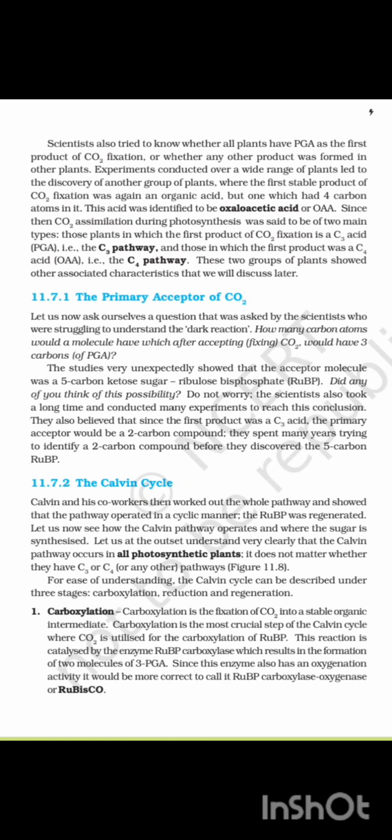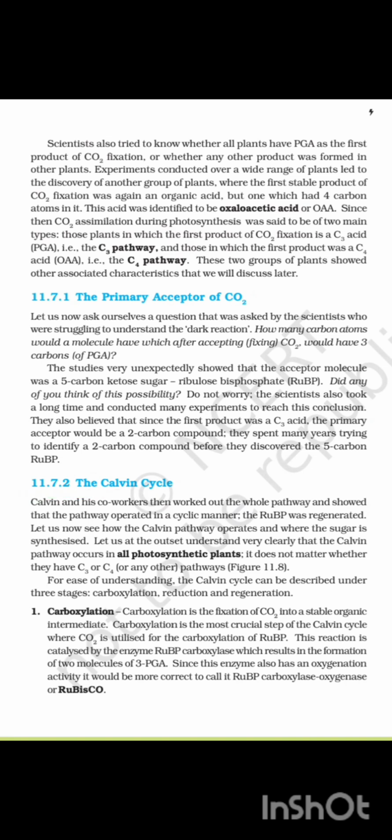Did any of you think of this possibility? Do not worry, the scientists also took a long time to conduct many experiments to reach this conclusion. They also believed that since the first product was a C3 acid, the primary acceptor would be a 2-carbon compound. They spent many years trying to identify a 2-carbon compound before they discovered the 5-carbon RuBP.